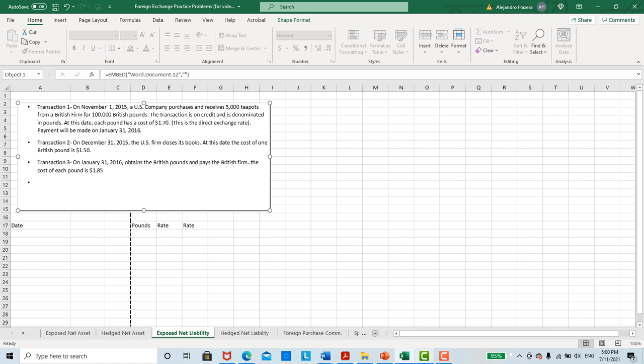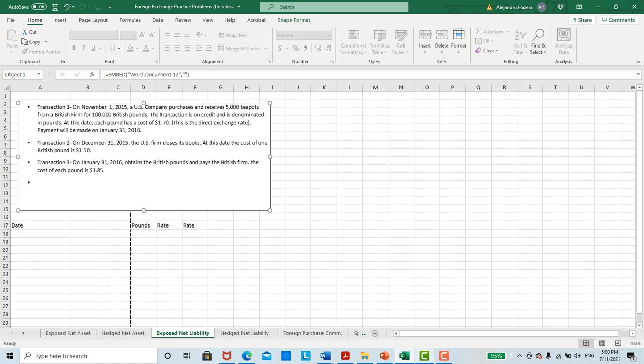Okay, so let's see what happens here. A U.S. company purchases and receives 5,000 teapots for 100,000 British pounds. The transaction is on credit and is denominated in pounds. At this date, each pound has a cost of $1.70. This is the direct exchange rate. Payment will be made 3 months later, so we've got a three-month forward contract. We're not going to do a hedge here. We'll do it next time.